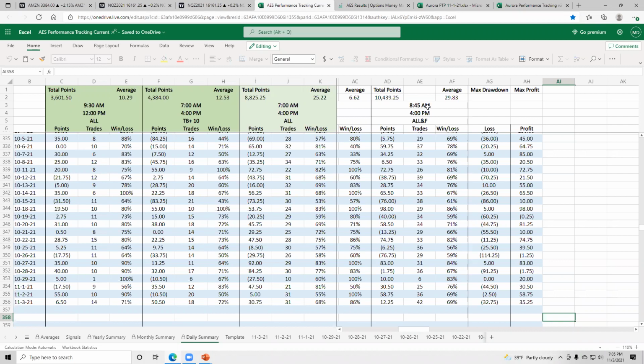There's a couple of key numbers that I want to share with you because I think they are very, very important in being able to understand what your performance opportunity is. If you look at 8:45 to 4, taking all of the AES signals, there's 4 of them, and adding to that fractal.